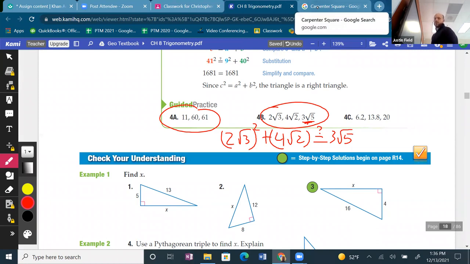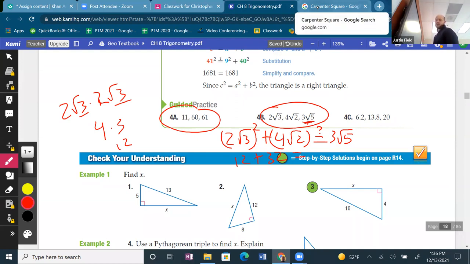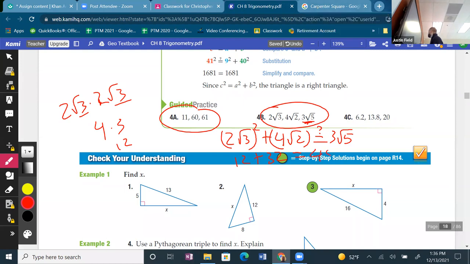So what is 2 root 3 squared? That is 2 root 3 times 2 root 3. 2 times 2 is 4, and root 3 times root 3 is 3, and this is 12. Everyone got that? So it's 12. And then 4 root 2 squared, applying that, would be 16 times 2, 32. And then 3 root 5 squared is 9 times 5, 45. And then 12 plus 32 is, what is it? 44. Which is less than 45.